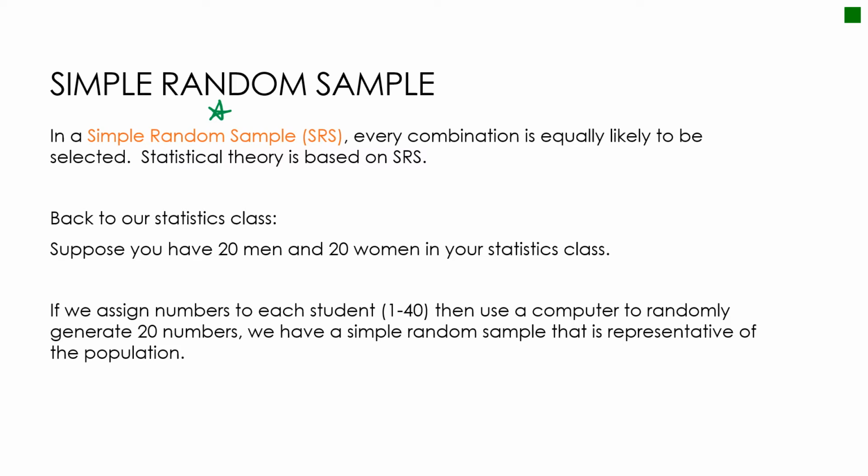So how would it work in our statistics class? If I assign numbers to each student, 1 through 40, then I use a computer to randomly generate 20 numbers, then I'll have a simple random sample that is representative of the population. So same idea as before. But now, it's not going to be all men or all women, it's just going to be half the class randomly selected.